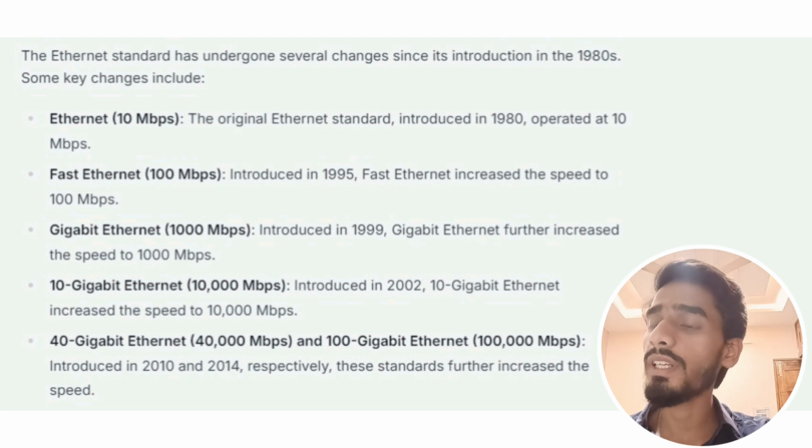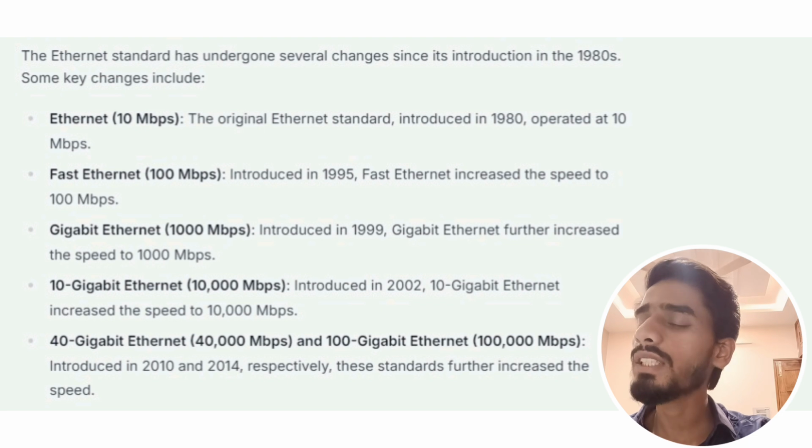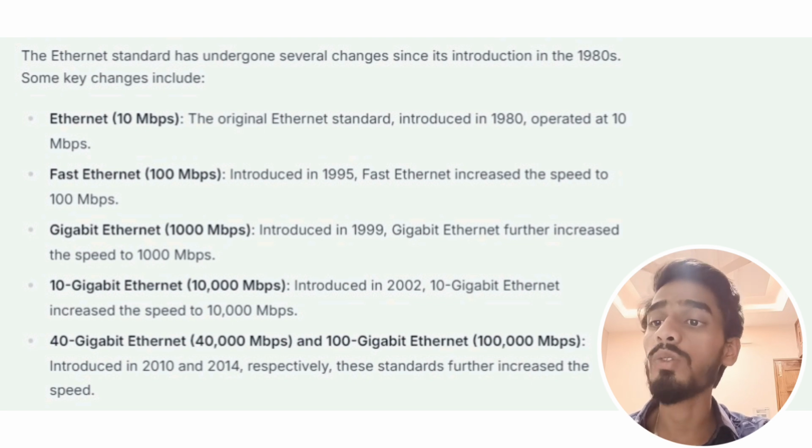Next is Gigabit Ethernet, 1000 Mbps. It was introduced in 1999. Gigabit Ethernet further increased the speed to 1000 Mbps. Next is 10 Gigabit Ethernet, or 10,000 Mbps. Introduced in 2002, 10 Gigabit Ethernet increased the speed to 10,000 Mbps. Next is 40 Gigabit Ethernet, 40,000 Mbps, and 100 Gigabit Ethernet, 100,000 Mbps, introduced in 2010 and 2014 respectively. These standards further increased the speed.